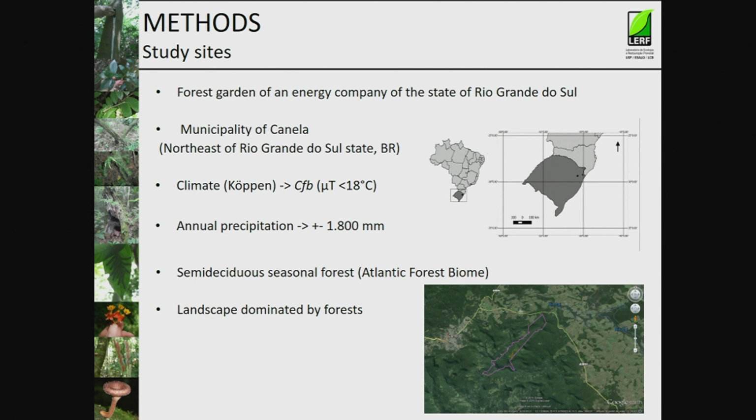Well, the study was performed in a forest garden of an energy company of the state of Rio Grande do Sul, in the municipality of Canela, northeast of Rio Grande do Sul. The climate is Cfb. The annual precipitation is around 1,800 millimeters. And the local forest is a semi-deciduous seasonal forest that belongs to the Atlantic forest biome. And the landscape, as you can see here, is dominated by forests and mature forest.